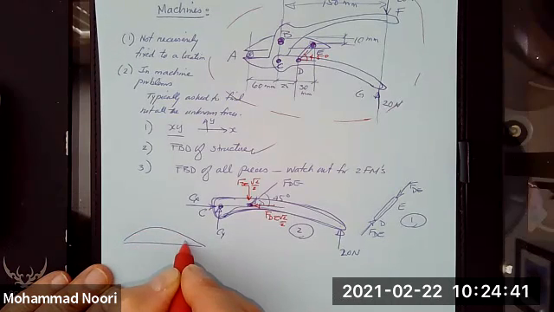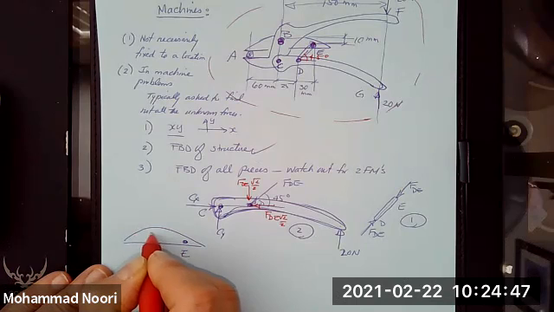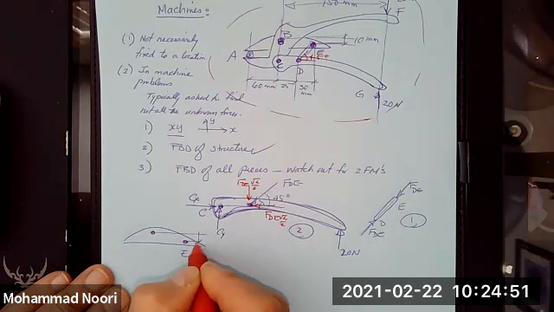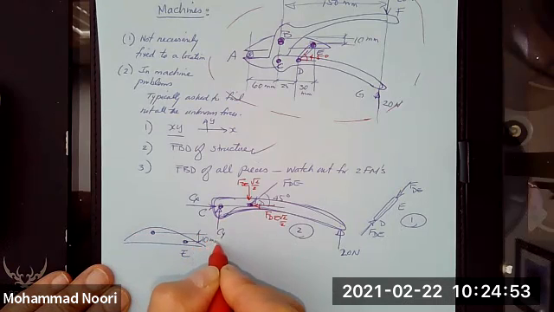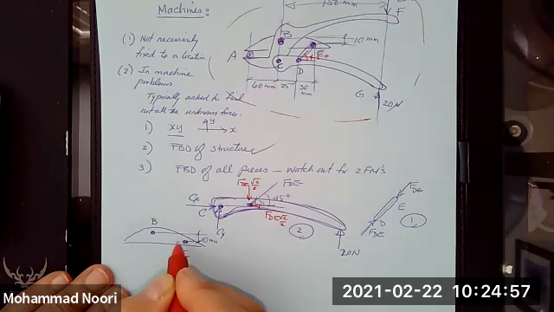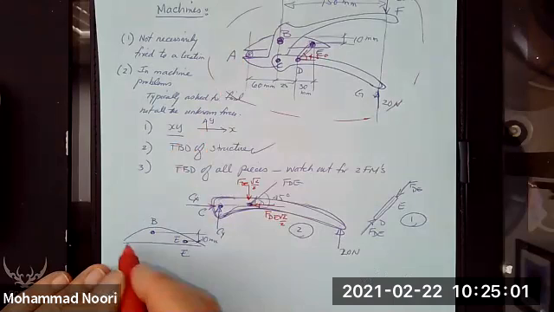This is point E. This is point B, which is 10 millimeter, the vertical distance between them. So this is point B. This is point E. Here, there's a force.